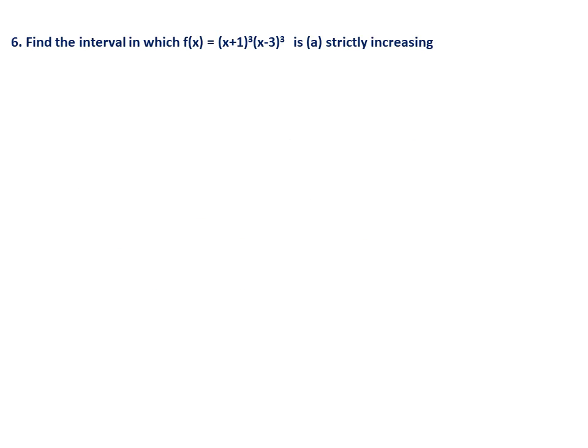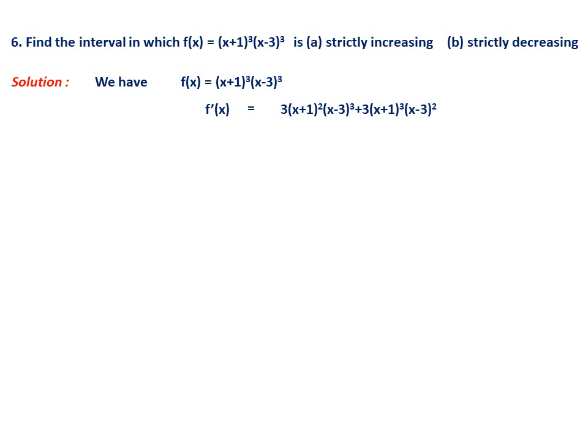Next, sixth question. Find the interval in which f(x) = (x+1)³(x-3)³ is strictly increasing and strictly decreasing. So the procedure is the same for all the questions. f(x) = (x+1)³(x-3)³. So first find f'(x).